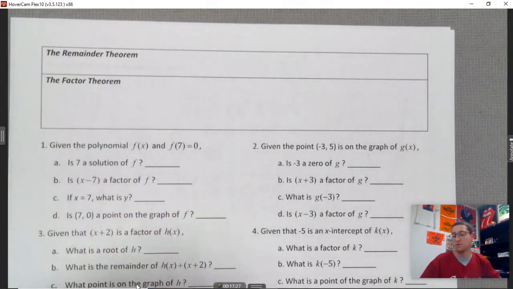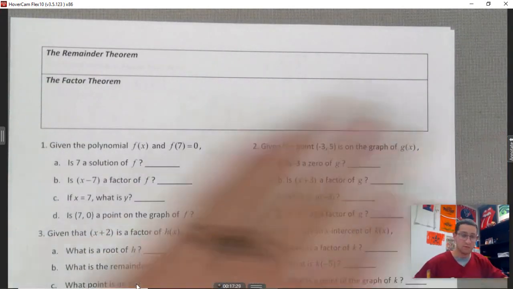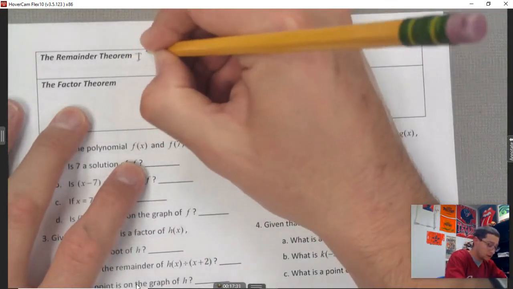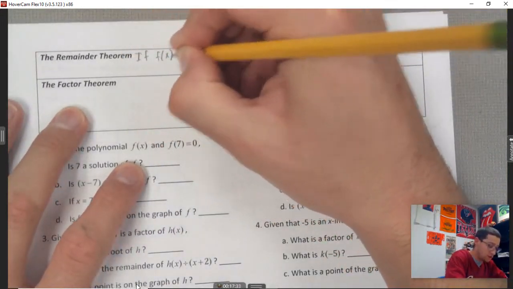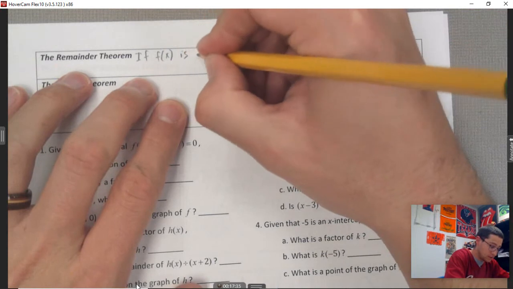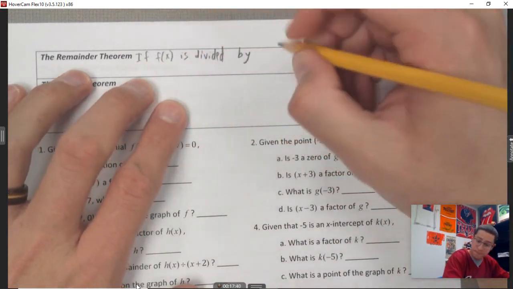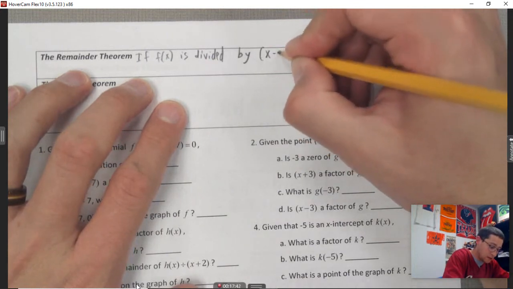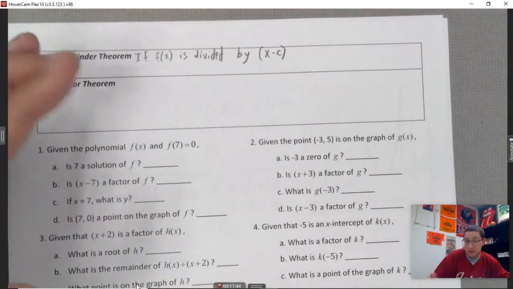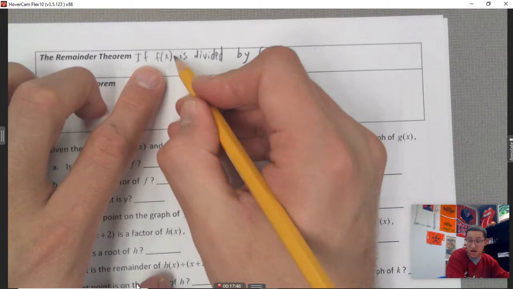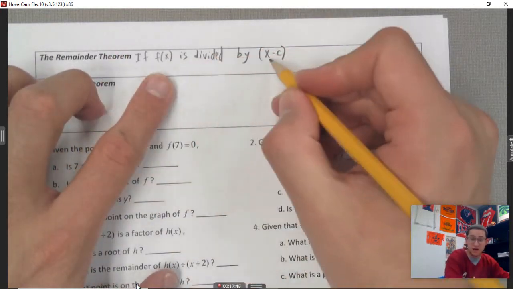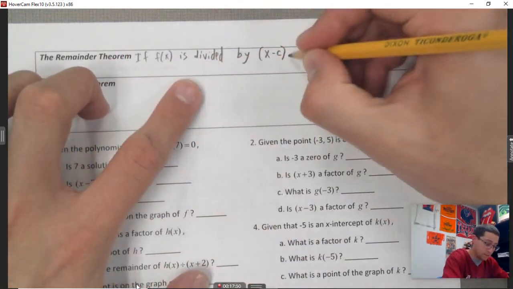Okay, so here we go. The formal definition. So that is, if f of x is divided by x minus c. So that's like what we did, right? We had some polynomial f of x divided by x minus c.